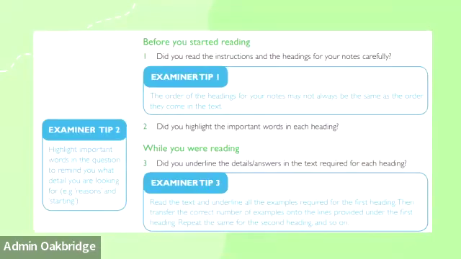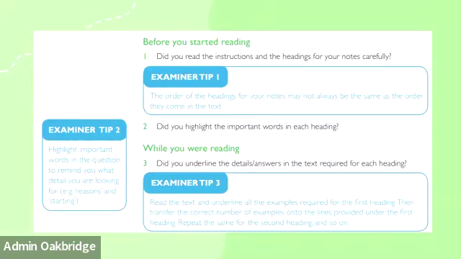Okay, so let's go through the tips. The order of the headings for your notes may not always be the same order as they come in the text. It's usually mixed up in this question. It doesn't follow the same order. Second, you need to highlight the important words in the question. Same just like how you did for exercise 1 and 2. Whatever important words you can underline so that you know what you're looking for.